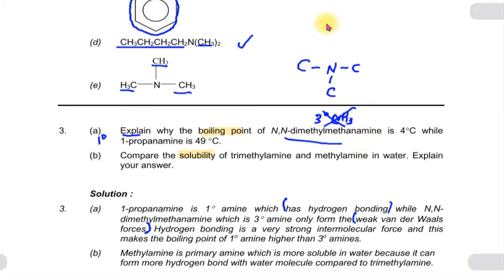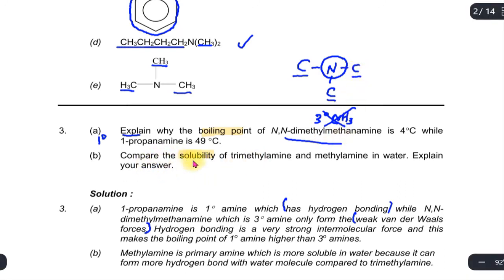It is impossible for this nitrogen to form a hydrogen bond with another hydrogen. That means it is impossible to attach with hydrogen to form bonding, because the maximum number of bonds for nitrogen is 3, and it is already attached to carbon. So it is impossible for a tertiary amine to form hydrogen bond. It can only form weak van der Waals forces, which are weaker compared to hydrogen bond.